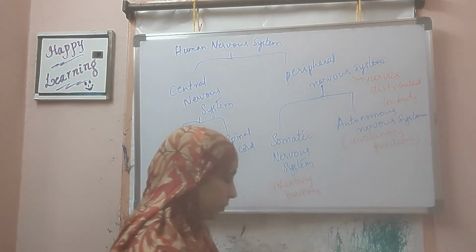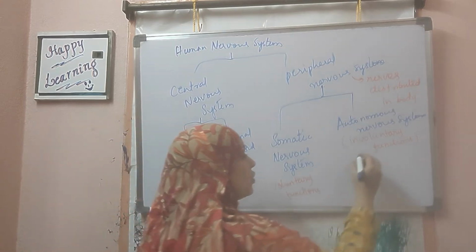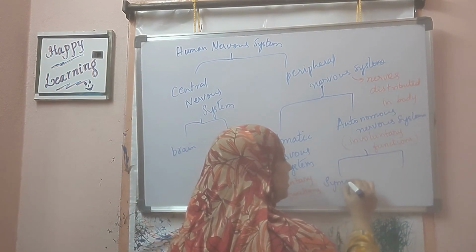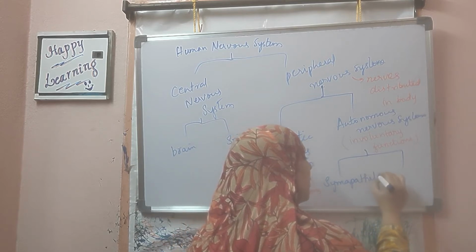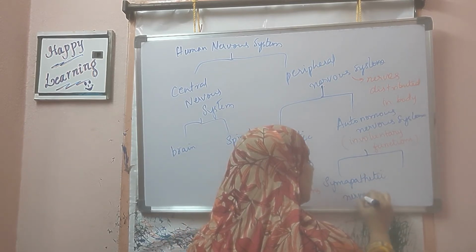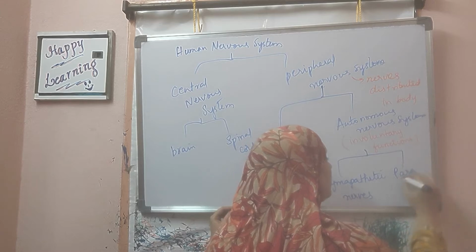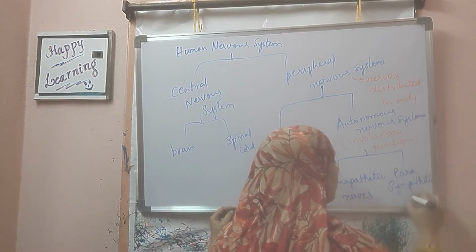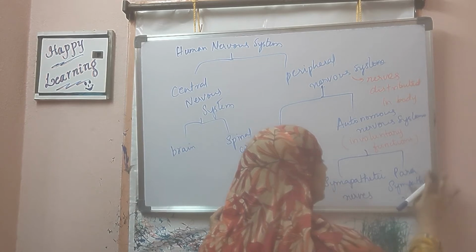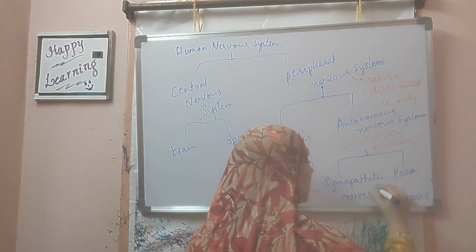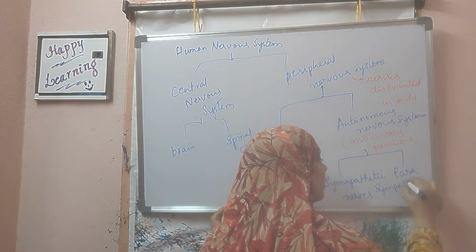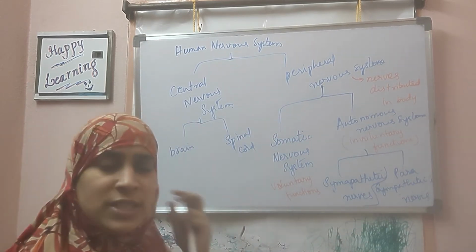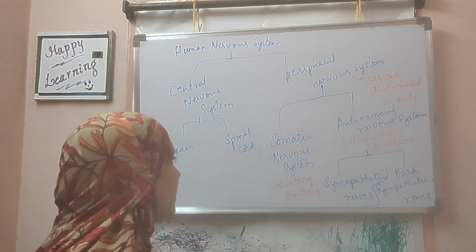And the autonomous nervous system controls the involuntary functions of the body. Among these involuntary functions, again there are sympathetic nerves and parasympathetic nerves. Okay, sympathetic and parasympathetic. What is the difference between sympathetic and parasympathetic?